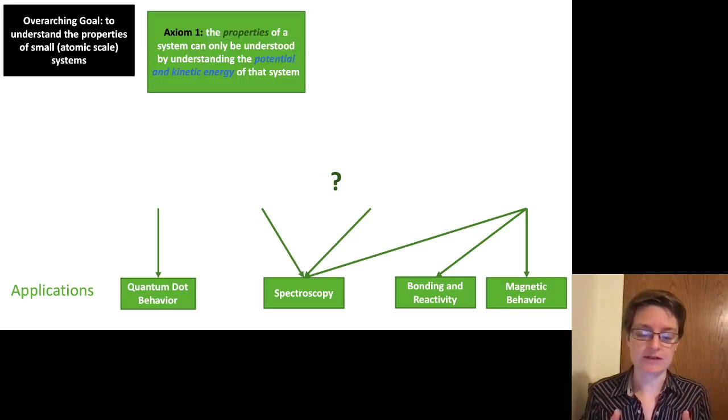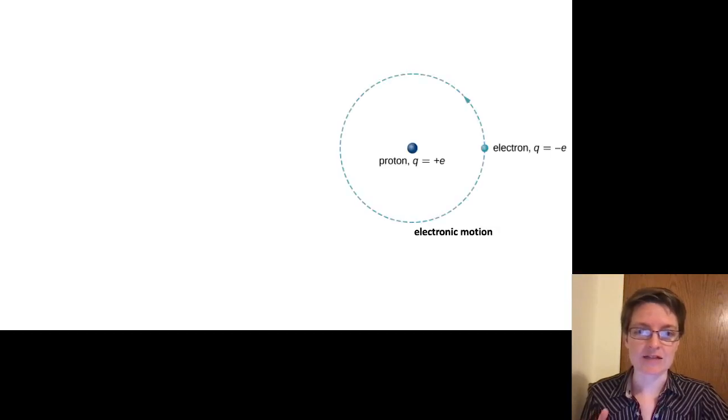In order to do this, I would argue that we have had two major axioms in this course that have guided us through to this point. The first axiom is that the properties of a system can only be understood by understanding the potential and kinetic energy of that system. So what do I mean by this? I mean that in the different systems that we've studied thus far in this course, our first step in trying to solve for the wave function and the resulting energies has been to define what the potential looks like.